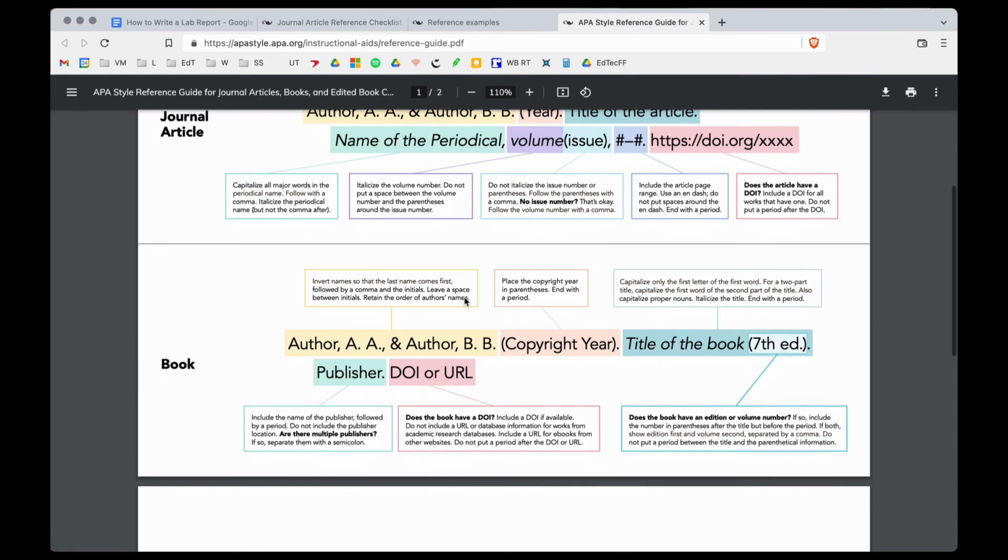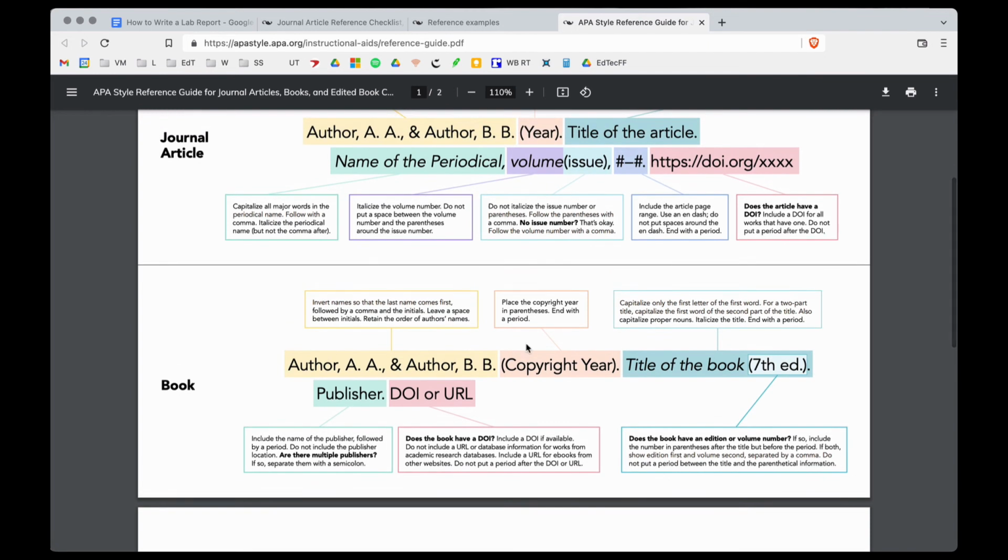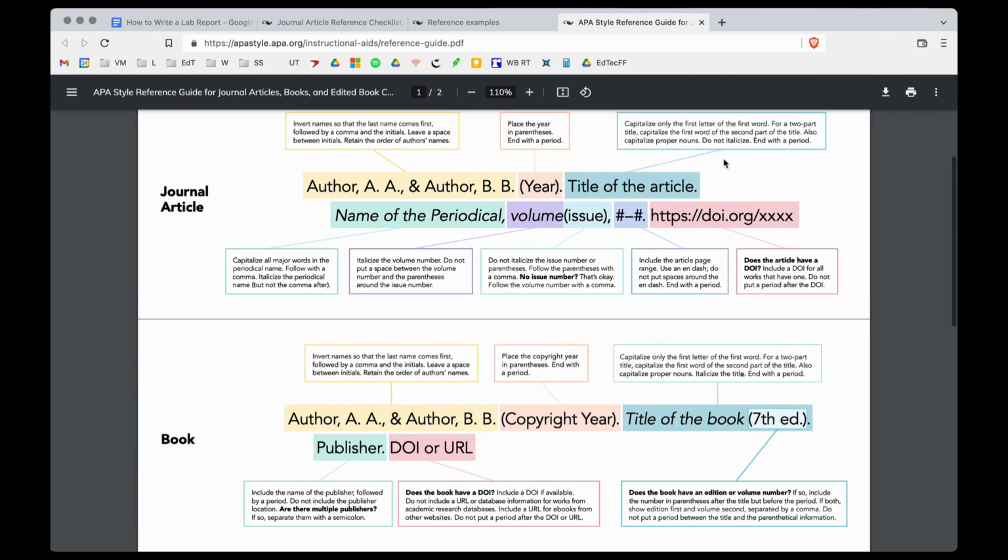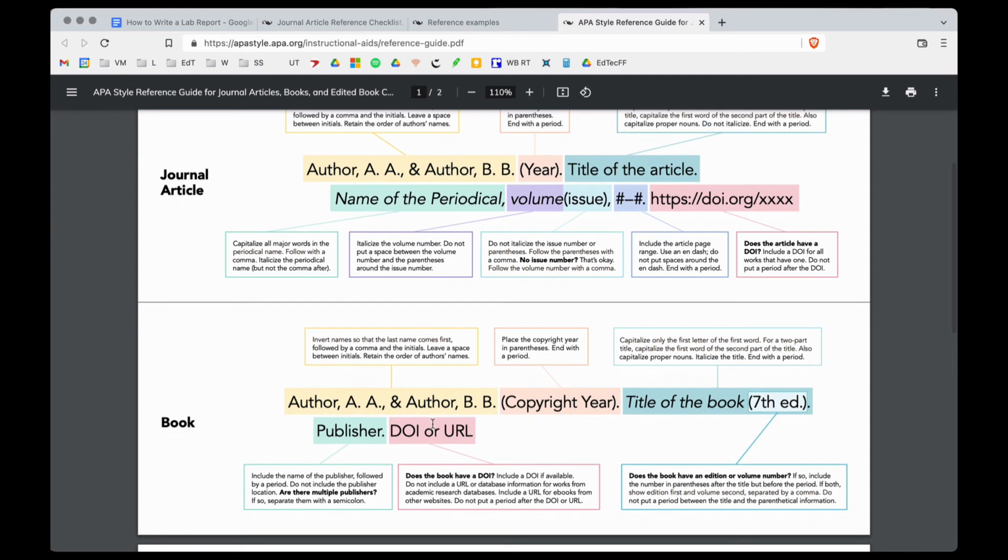Let's go to the book. Book is pretty much the same thing, but there's some differences. Go ahead and read it, and you'll see that we have to invert the names. The copyright of the year, you capitalize only the first letter of the first word, and then it says italicize the title. Look over here. Our title over here was do not italicize. Here you do italicize the title. Then you want to have the publisher and the DOI and the URL number.